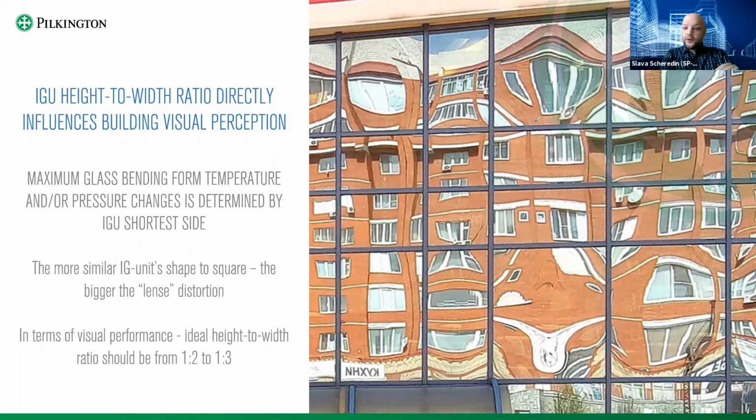Mind you, it is also very good for the IG unit manufacturer because this height to width ratio is best for tempering. The easiest way to get a tempering regime for your glass is when the glass has the shape of a rectangle with one side twice shorter than the other.